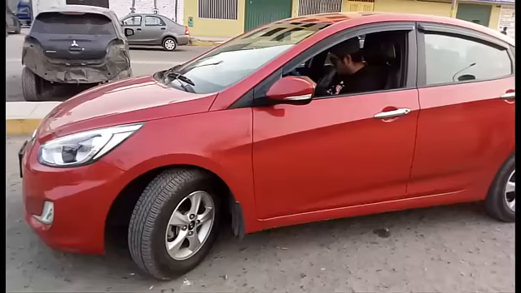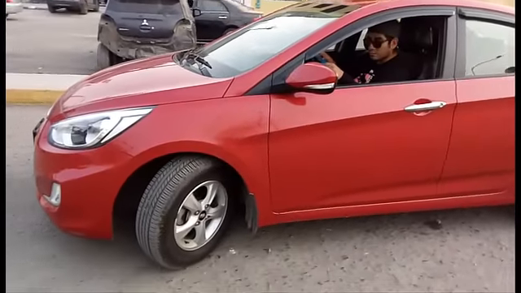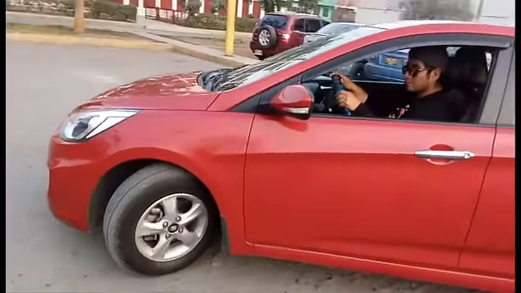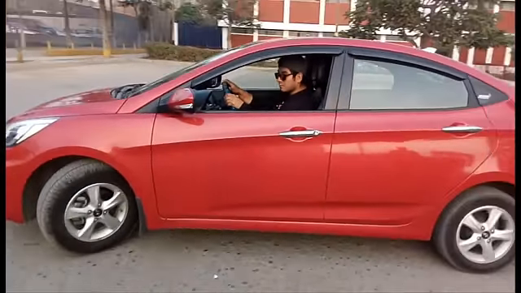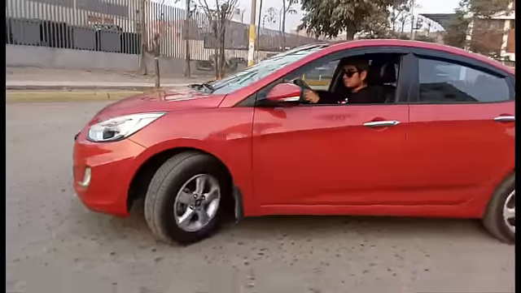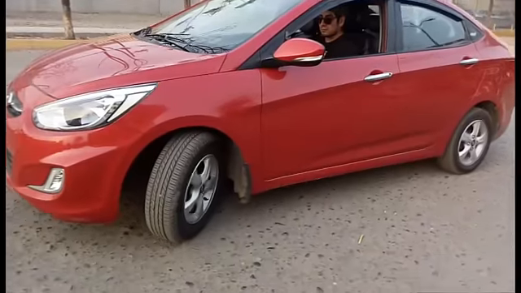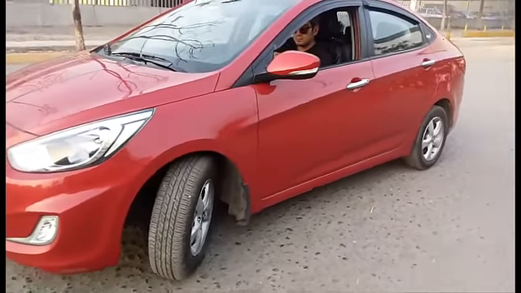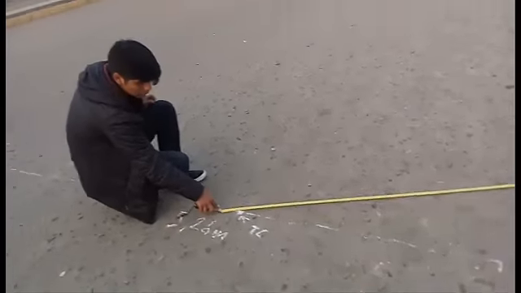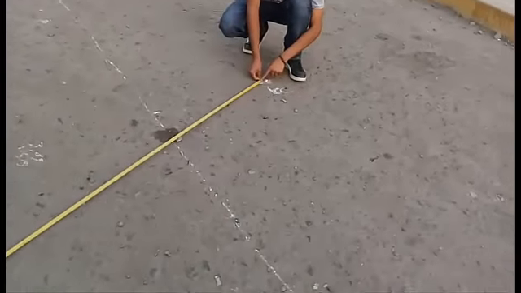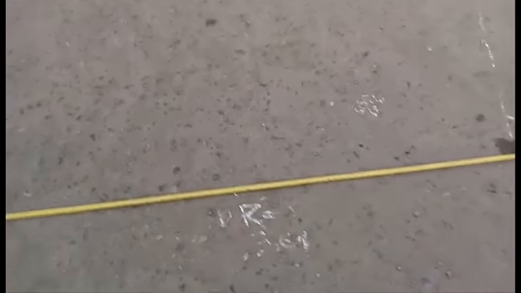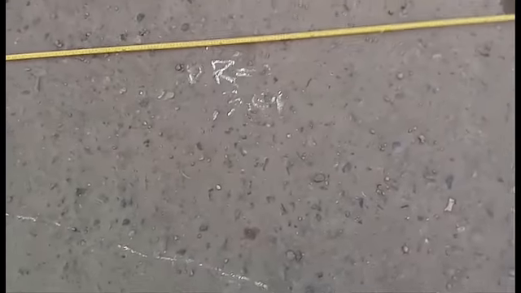We're going to start with the first test. At this moment, let's start test number 1. From the turn center to the center of the car, or the center of the vehicle, we have the radius. The radius is 3.64 meters.